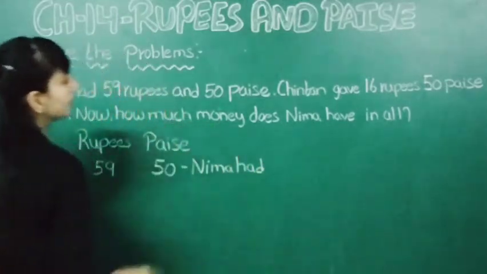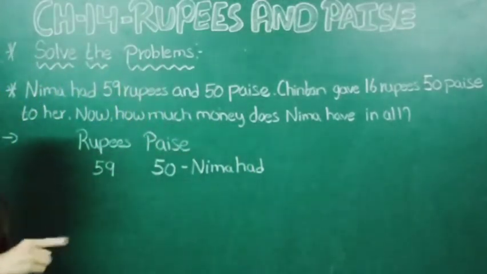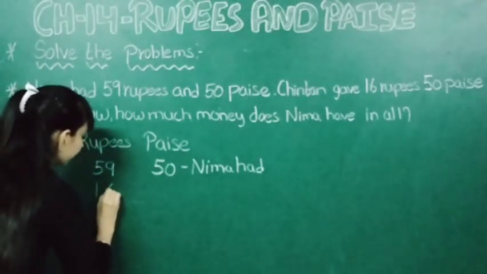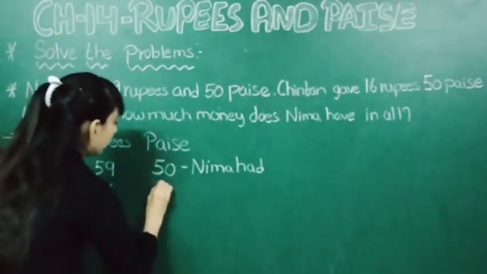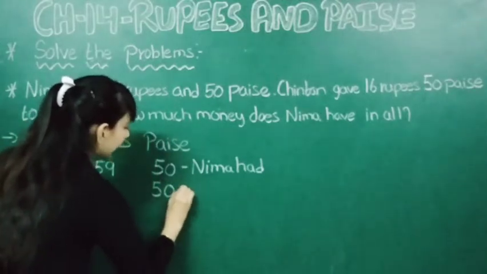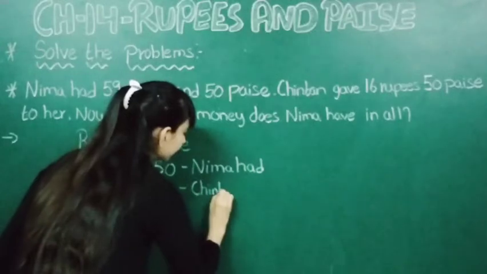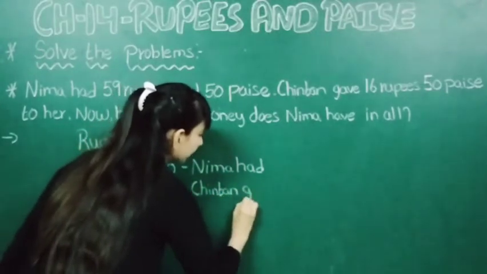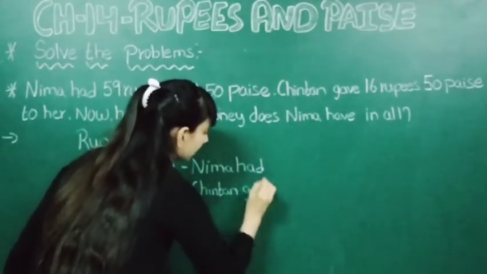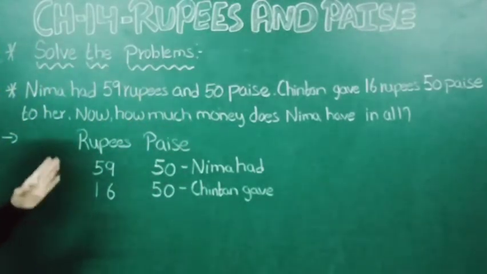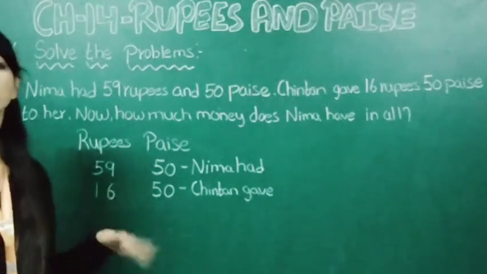Okay. Now Chintan gave 16 rupees 50 paise to her. So here we will write 16, okay, in rupees and 50 in paise. Now here we will write Chintan gave. Okay. Now it is asked how much money does Neema have in all.